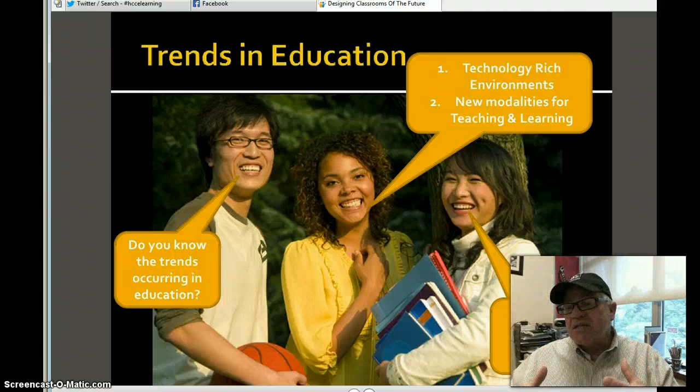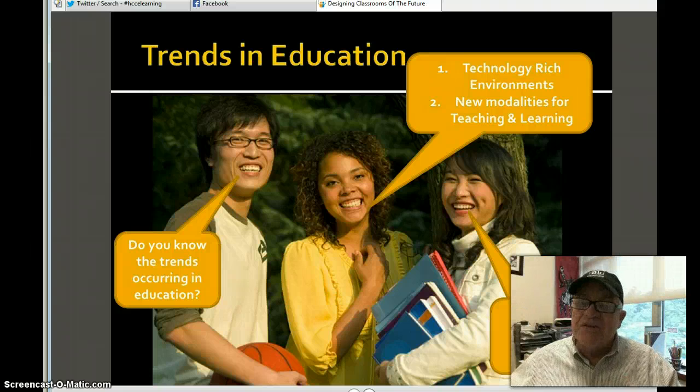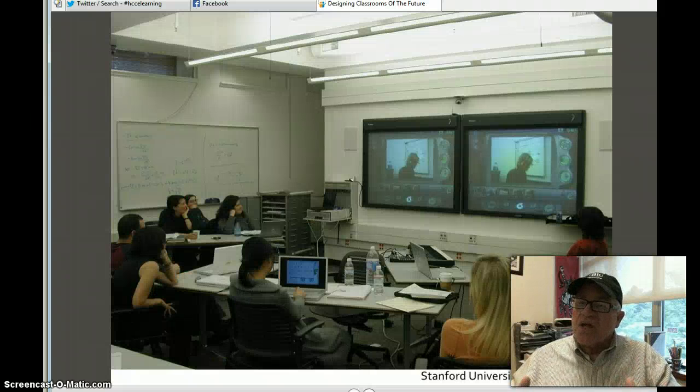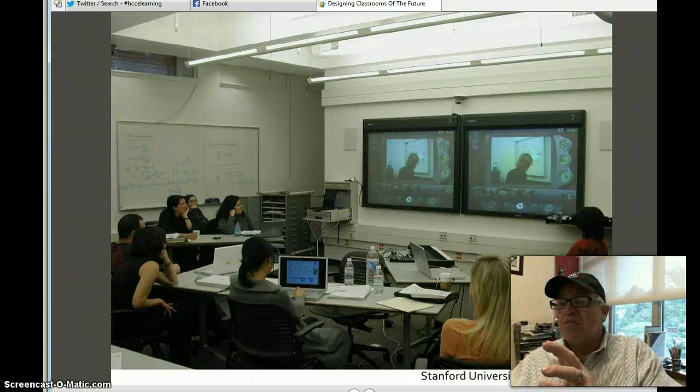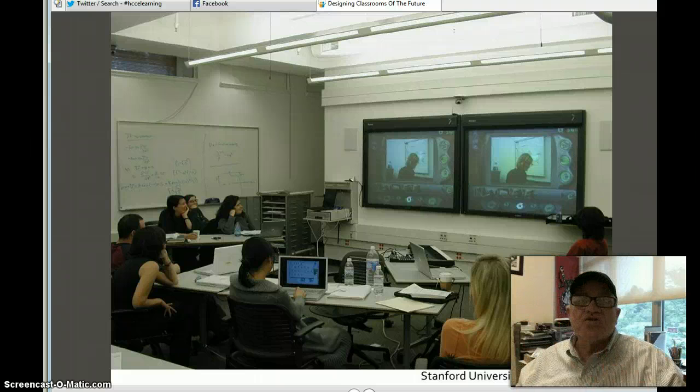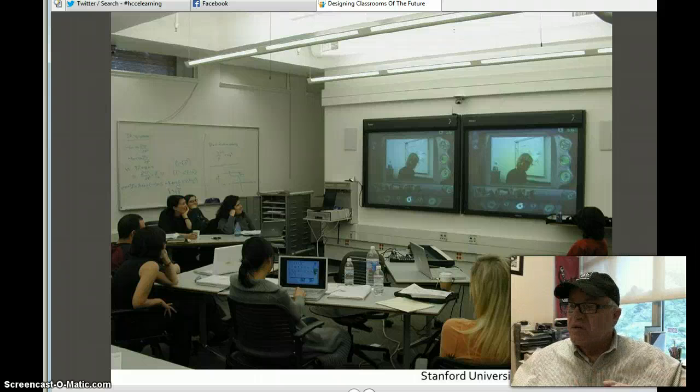I like some of the ideas that they published here. Technology-rich environments, new modalities for teaching and learning, flexible physical spaces. We take a look at a classroom. What do we need to do to change it and bring it on? This is another view of a classroom, and this could be where maybe they're working with somebody elsewhere. They're watching a video. It's hard to say, but they're in a circle. They're in a round. And if you take a look around, you've got boards all over the place.